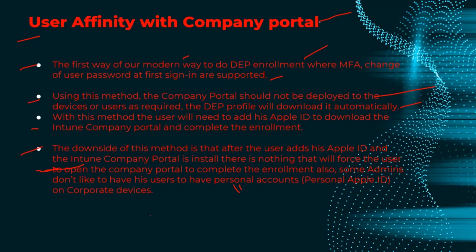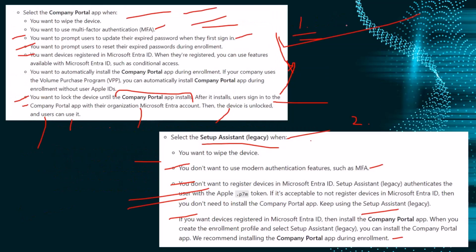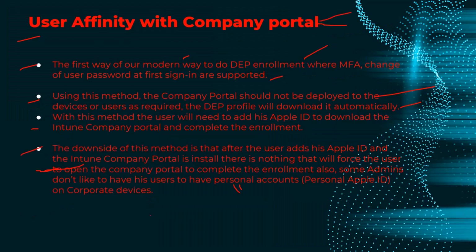All right, so I hope that we have by now understood user affinity with company portal, this mode. We have understood when to use company portal, the advantages of using company portal. When we are using company portal, there are two options available: either just use company portal or use company portal in guided access mode, and we would have understood the difference between these two.